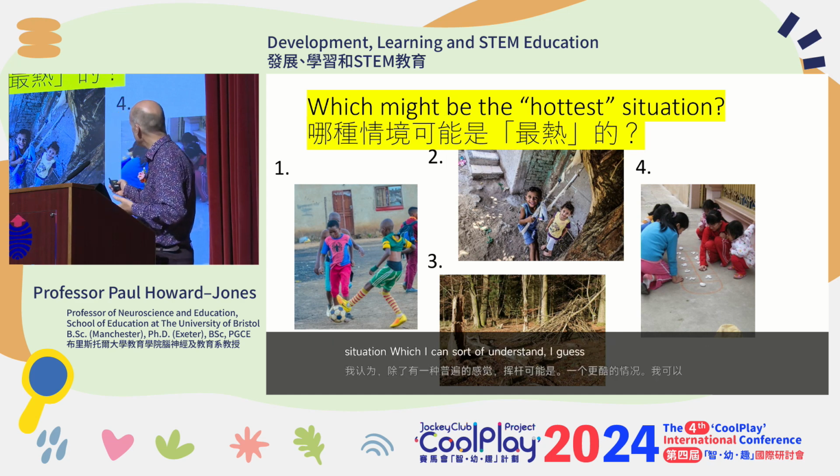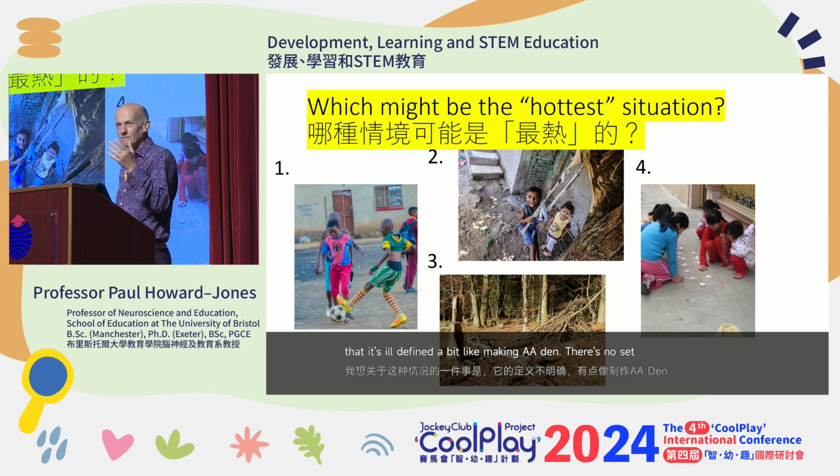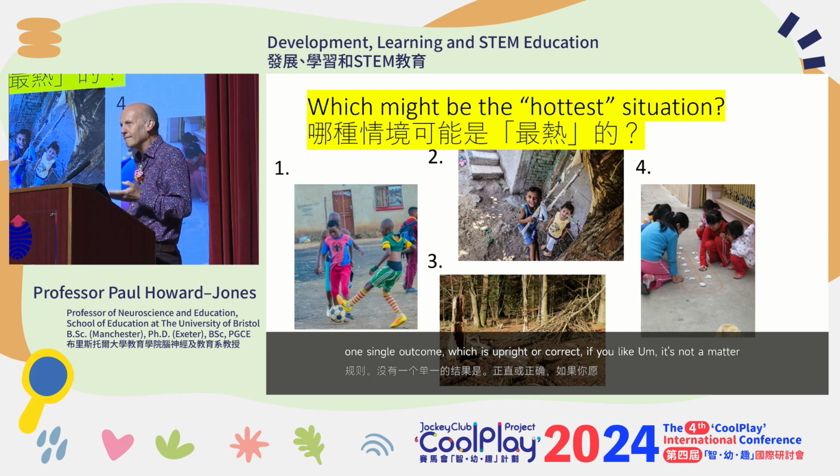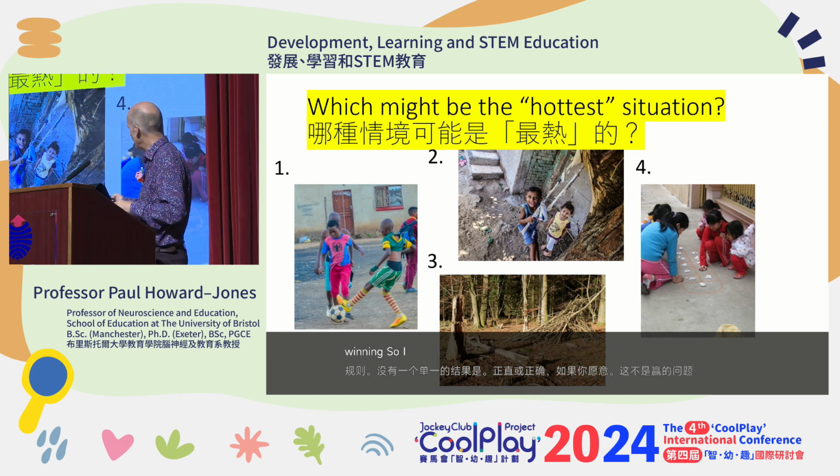I guess one thing about this situation is that it's ill-defined, a bit like making a den. There's no set of rules, and there's not one single outcome which is right or correct, if you like. It's not a matter of winning. So I guess there's more flexibility possible in situations 2 and 3.